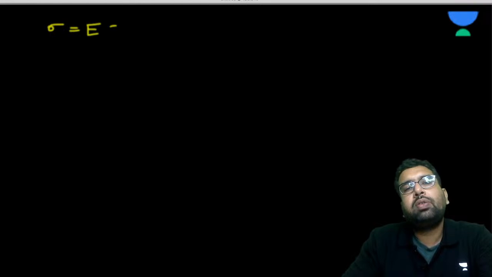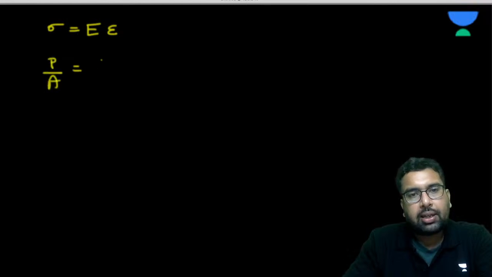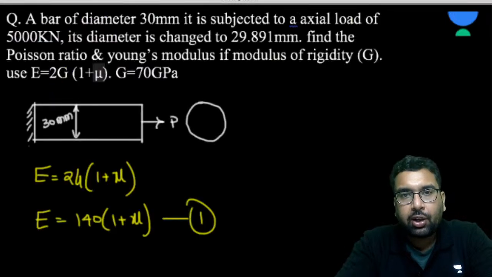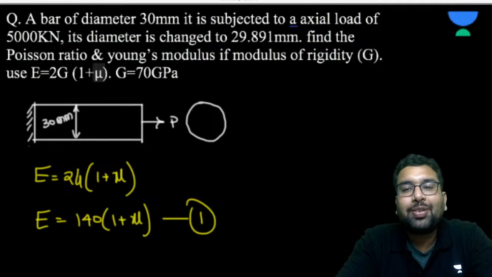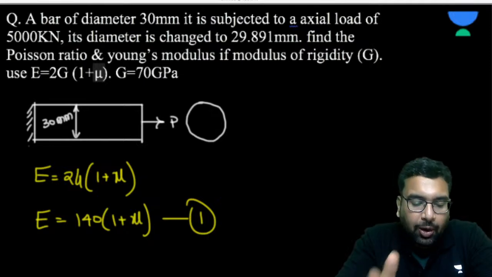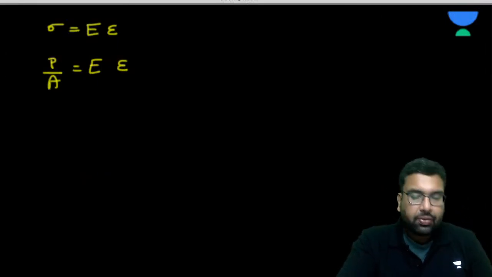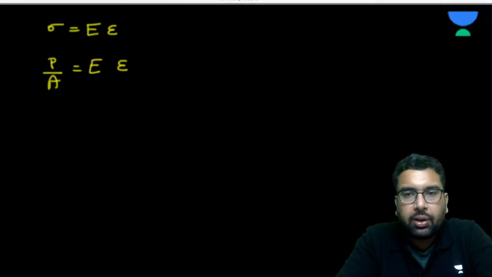So can we write stress is E times the strain? Okay. Now what is the stress? Sir, it is P upon A, and this is E times epsilon. But sir, we have no information about the epsilon. Sir, it is given the diameter and change of the diameter. That is the lateral strain, that is not your longitudinal strain. In this, Hooke's law relates the normal stress and longitudinal strain. Remember, okay? Longitudinal stress, normal stress and longitudinal strain.